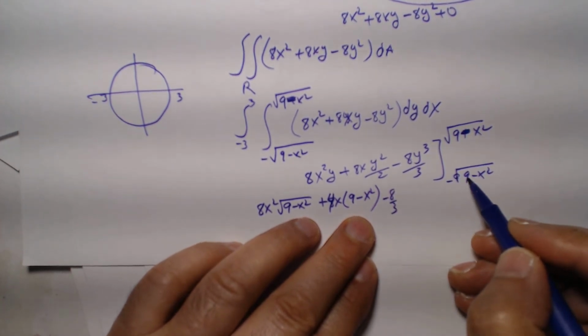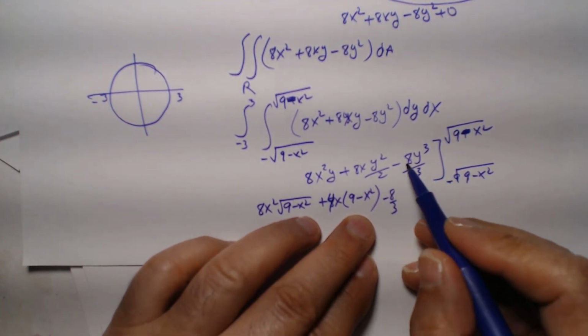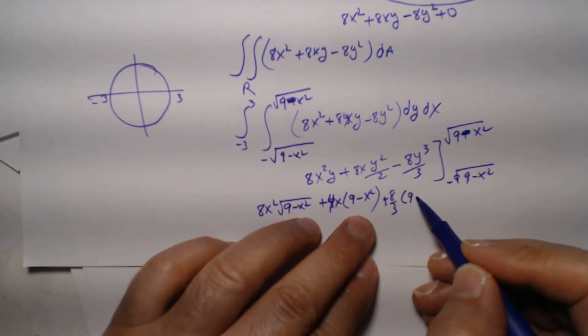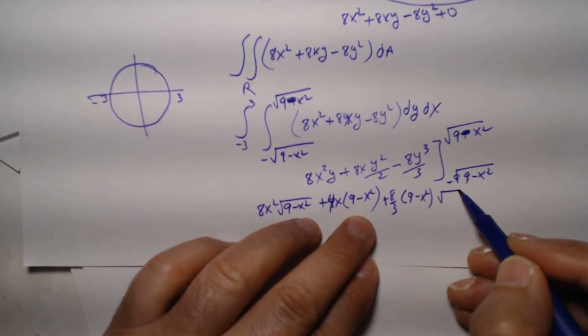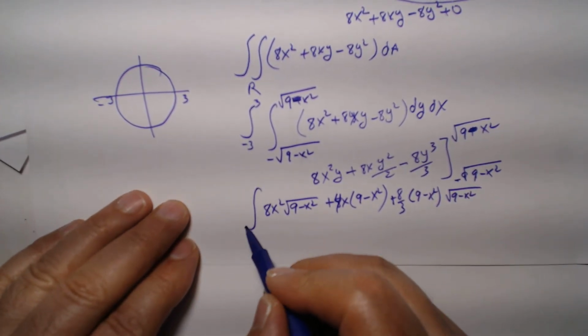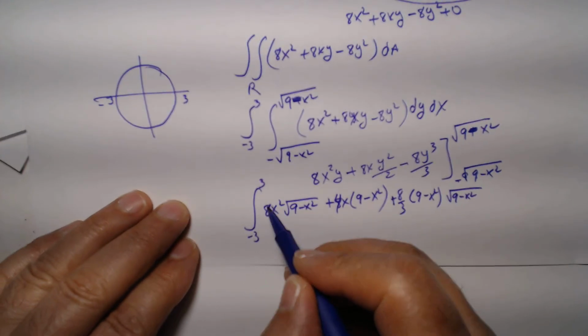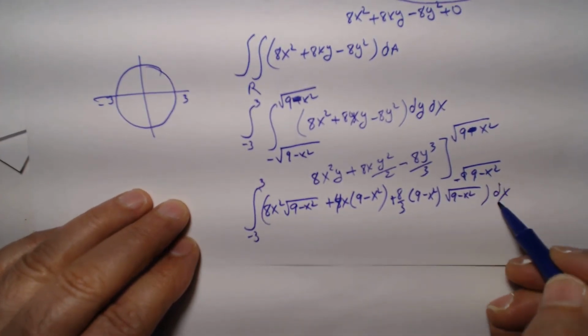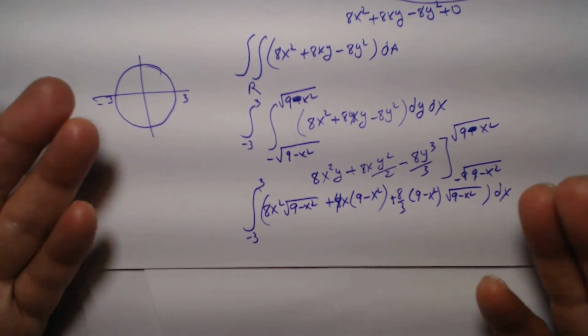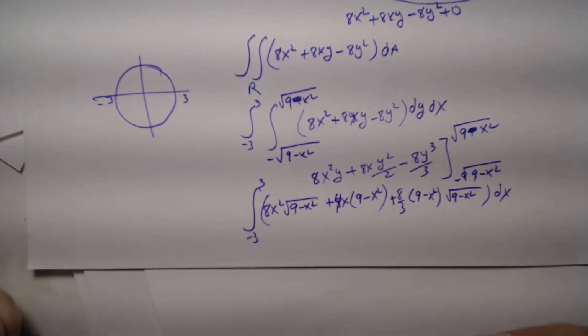When I cube that one, that becomes a negative, negative times negative becomes a positive. You have 3 of these. You have 9 minus x squared times the square root of 9 minus x squared. Then you're going to evaluate this from negative 3 to 3, dx. You know, this is going to take a few minutes of time. I'm going to leave this one up to you. It's not very hard to do.